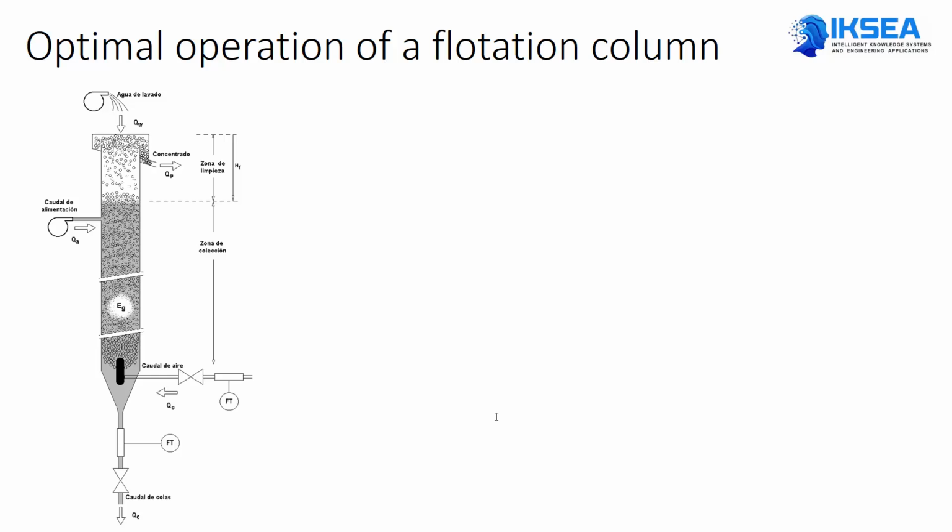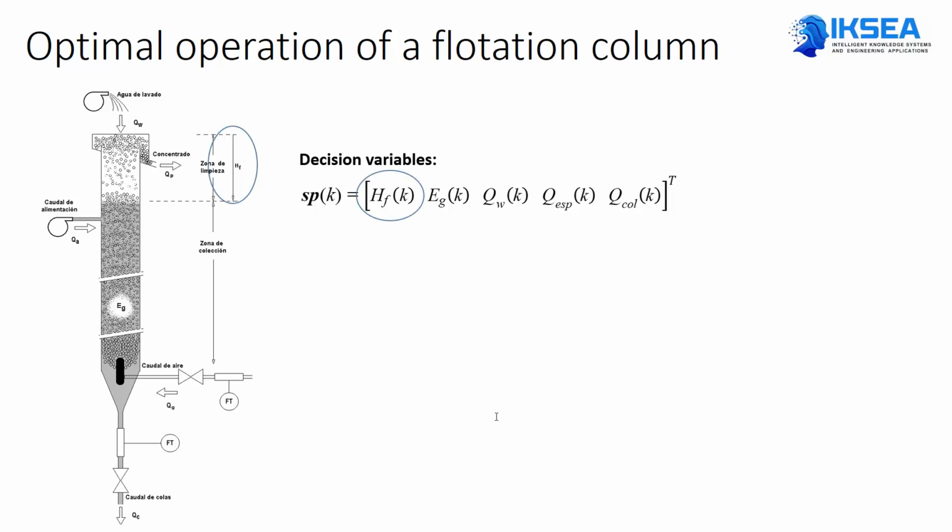This is a device that improves the concentration of a certain mineral by draining it through bubbles that travel from the collection zone to the cleaning zone and then to the concentrate. The decision variables are the height of the cleaning zone, the gas holdup of the collection zone, wash water flow rate, and two reagent flow rates, the collector and the frother. K is a time index.